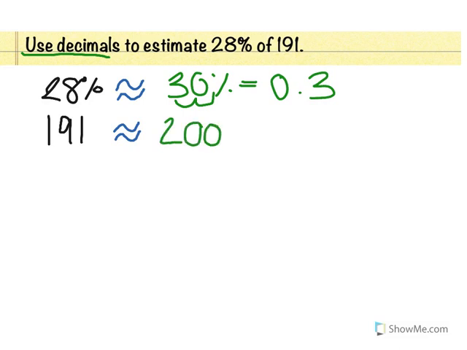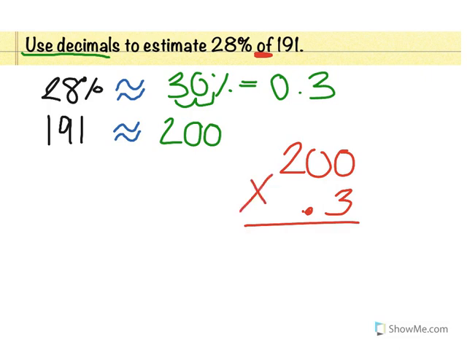So, now that I have these easier numbers to work with, 28% of 191, this "of" tells me to multiply, so I'm going to multiply my 200 times 0.3. Now multiplying, I get 600. My decimal up here has one place value behind it, so I need to do the same thing underneath. I have one place value behind my decimal. So 200 times 0.3 is 60. So an estimate of 28% of 191 is about 60.